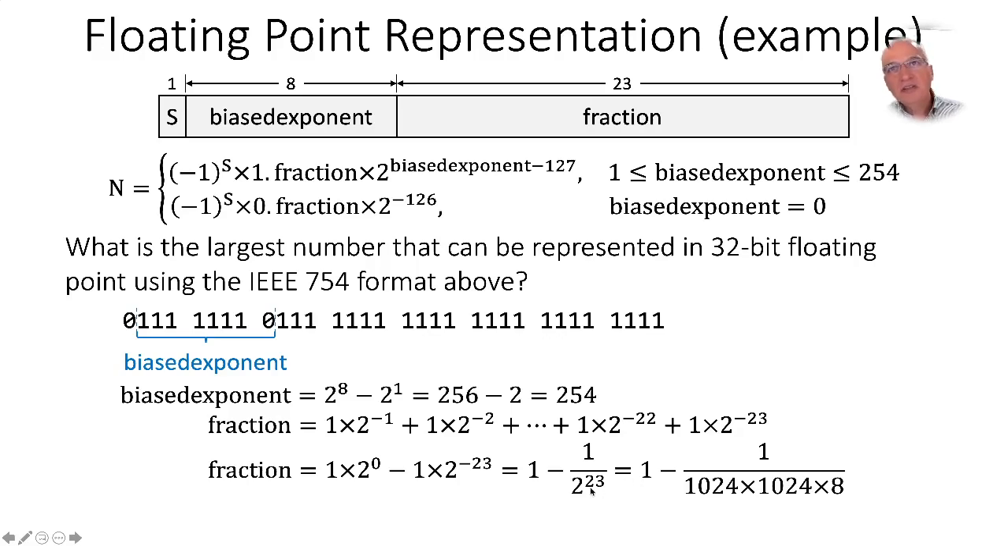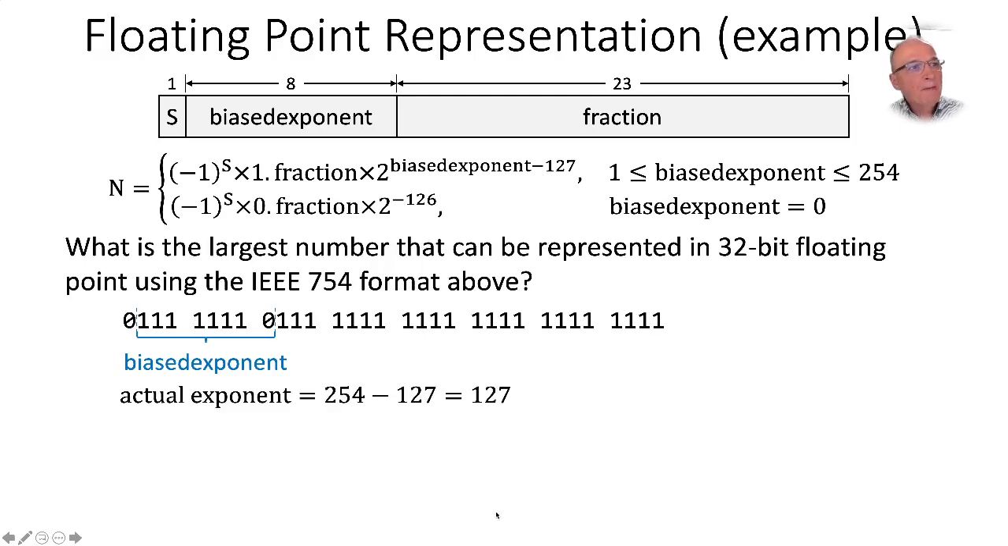2 to the 23 is 2 to the 10 times 2 to the 10 times 2 to the 3. So this is 1024 times 1024 times 8. If I do this computation in my calculator, I get that this number is 0.9999809.